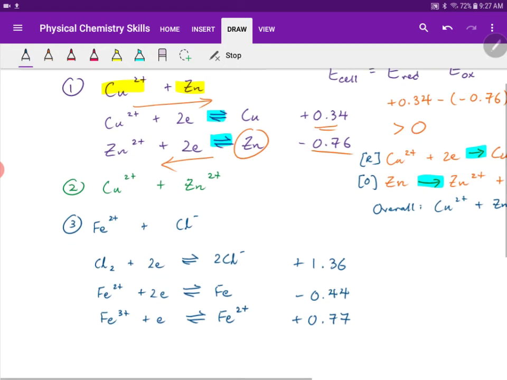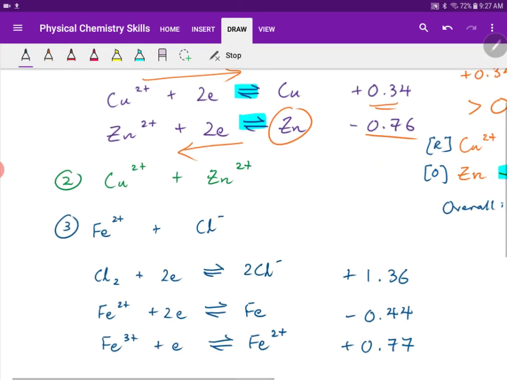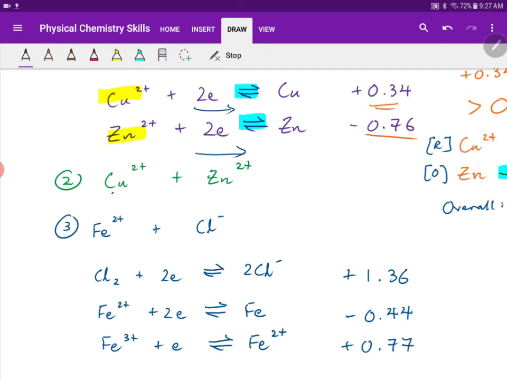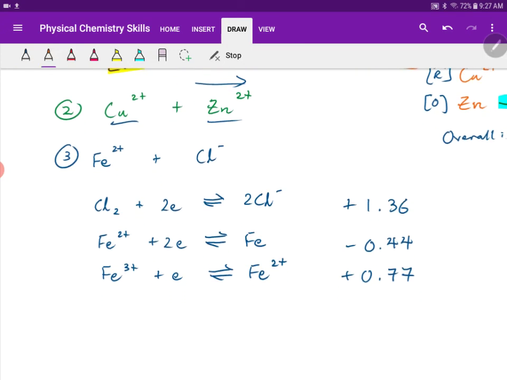So let's take a look at the second example, Cu2 plus versus Zn2 plus. Since both of them exist on the left hand side of the equation, the only thing that can happen to them is reduction. Since both of these species can only be reduced, there's no way a redox reaction is going to happen, because for a redox reaction to happen, there must be one that's oxidized and one that's reduced so that the electrons will flow.